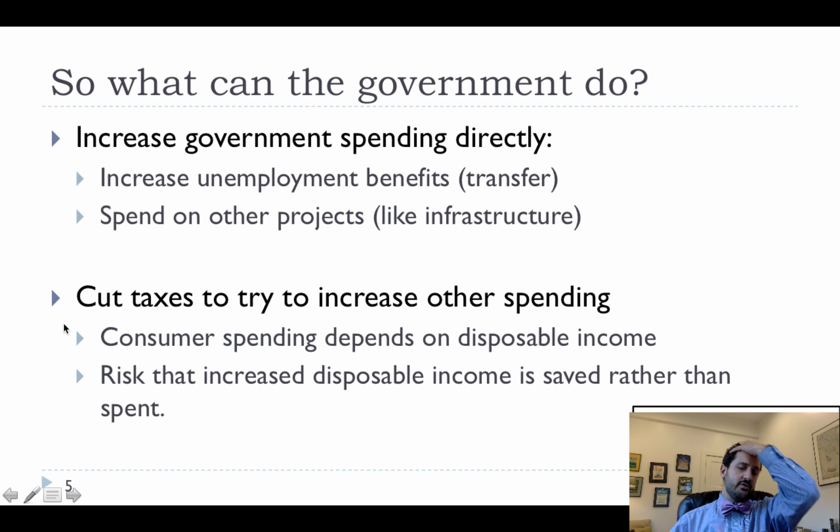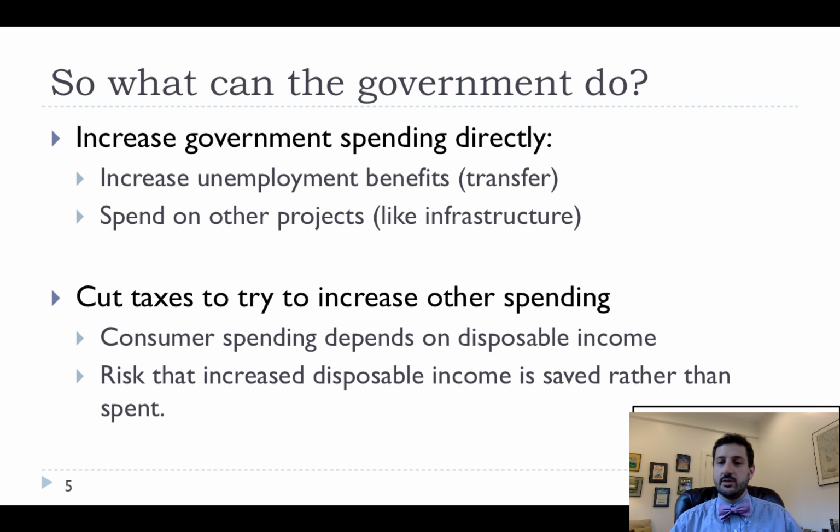So if we have a recession, what can government do? Well, they can increase government spending directly. They can increase transfers, that's like unemployment benefits. They can spend on other projects like infrastructure. They can spend on roads and bridges and the electrical grid, on schools, on everything that the government spends money on, and therefore put income into the pockets of people who work on those projects. Or they can cut taxes to try to increase other spending.